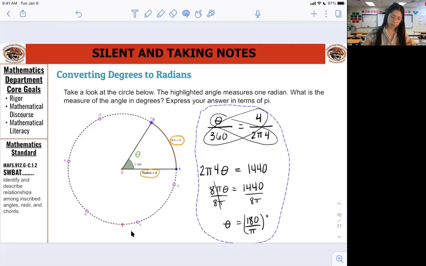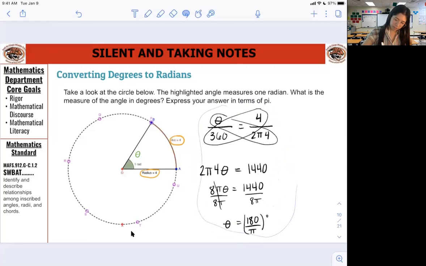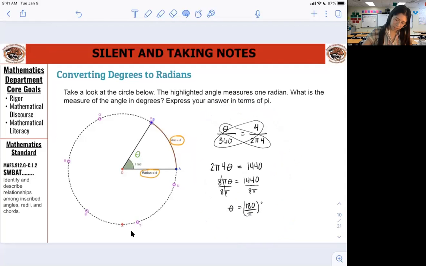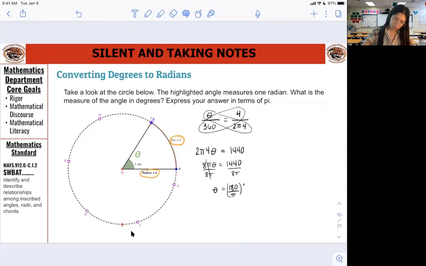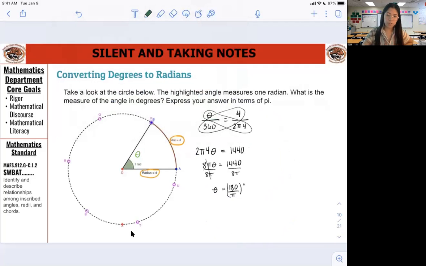So let's summarize what we just found out. Oh my goodness, it doesn't want to move. Hold on. There we go. So with all that math that we just did, we just showed how 1 radian is equal to 180 over pi degrees.